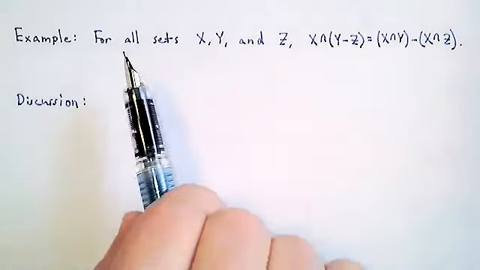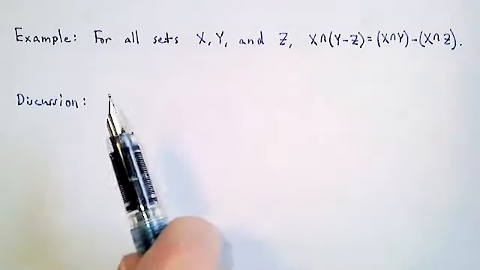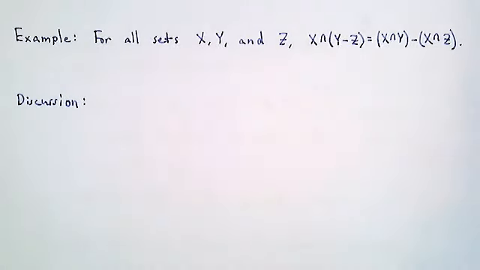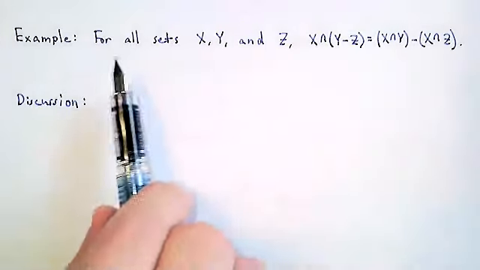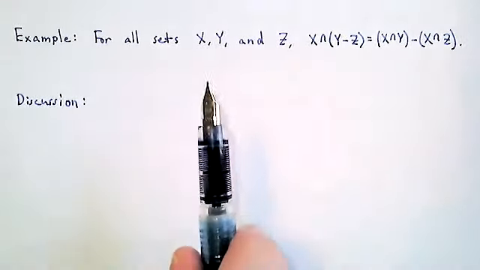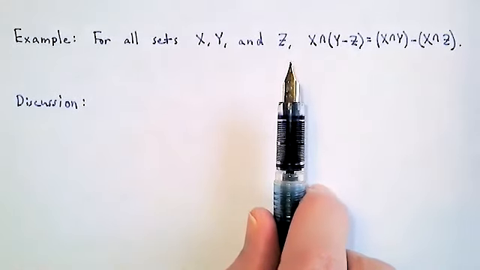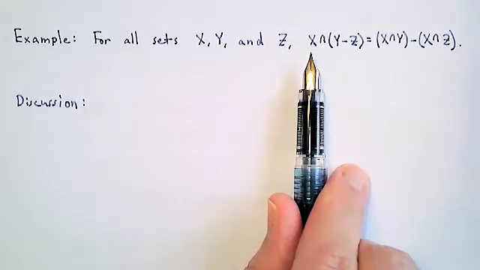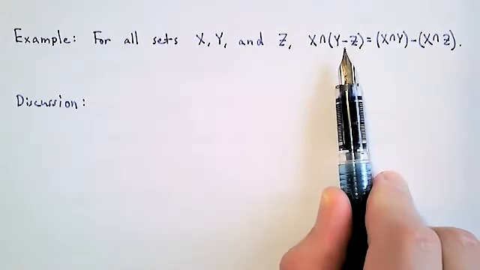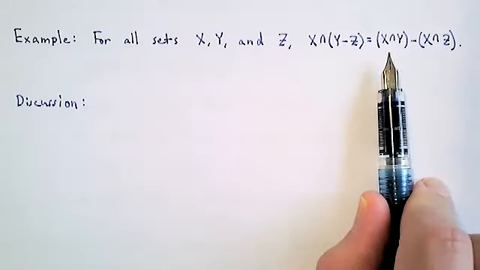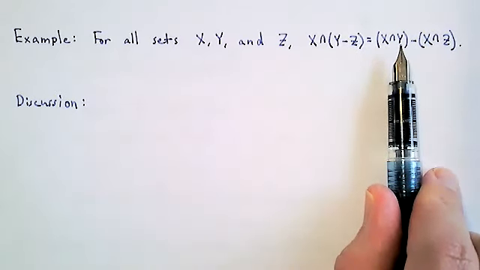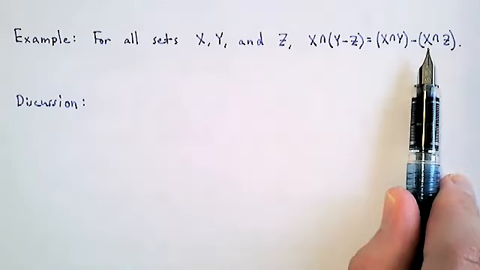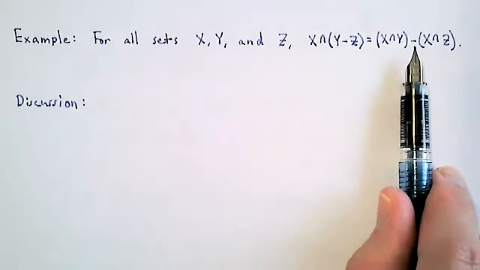And this is about sets this time. So we're going to be using the ideas that we learned way back at the beginning of class from section 1.1 to try to show that this is true. This says for all sets X, Y, and Z, this equality is true. And this is the intersection of X and Y minus Z on the left side, and this is the intersection of X and Y minus the intersection of X and Z on the right-hand side.